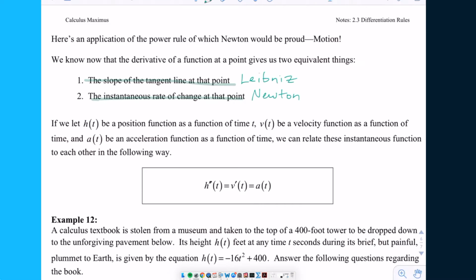All right. So if we let h of t be a position function, where t is time, and v of t is the velocity function, that would be the rate of change of the position instantaneously, and a of t be an instantaneous acceleration function of time. You can relate those instantaneous functions to each other in the following way.